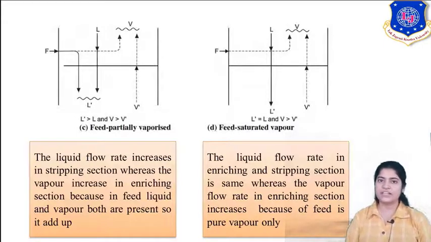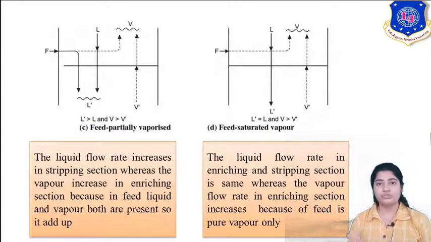Hence, net result is what? That your L bar is more than L and your V is more than V bar. Fourth condition is your saturated vapor. Saturated vapor means your feed is what? It is pure vapor. So here you can see that for vapors in enriching section, two streams are there.